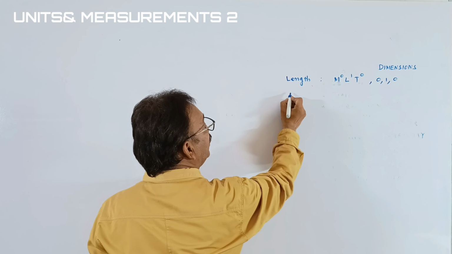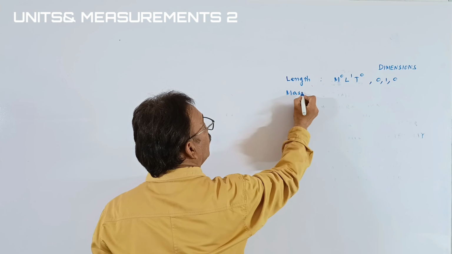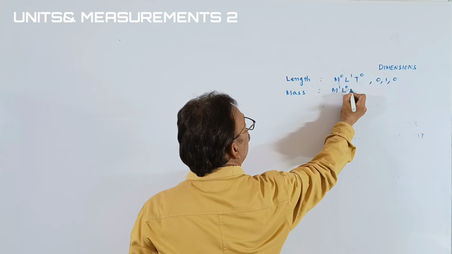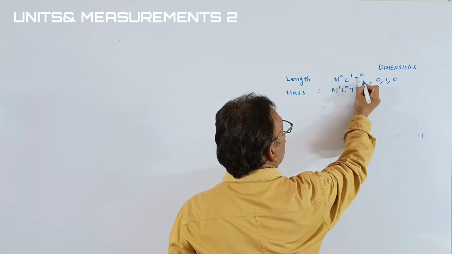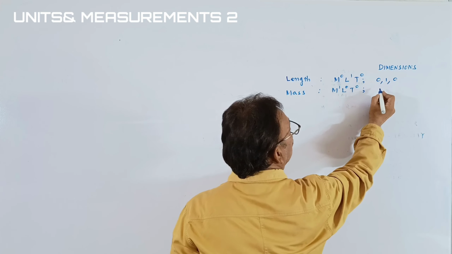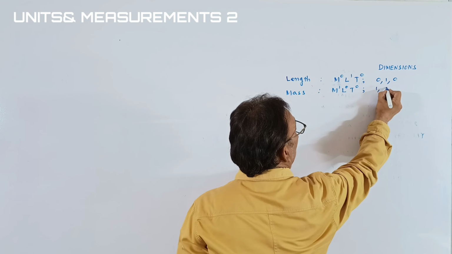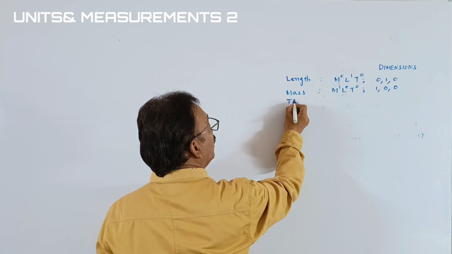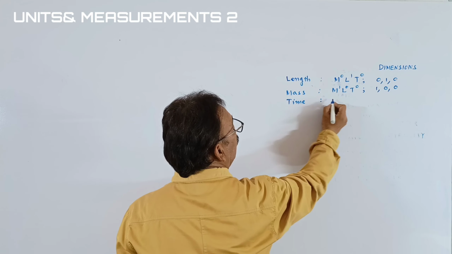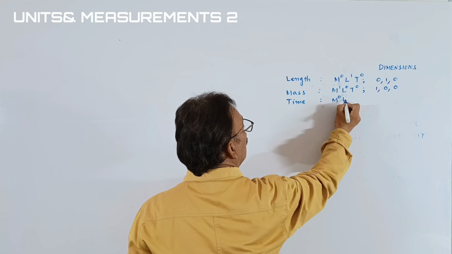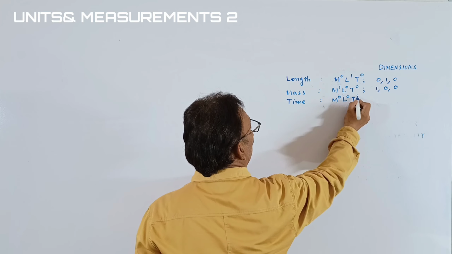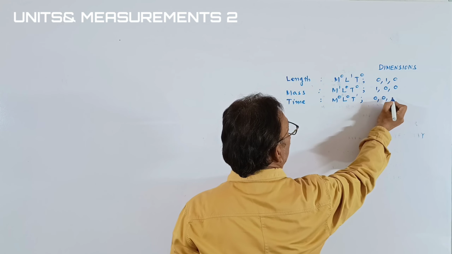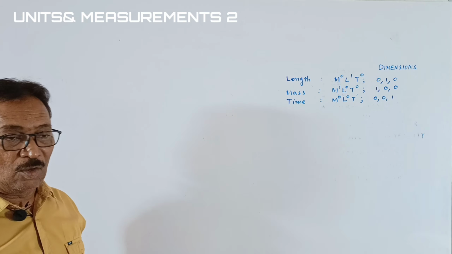Okay, students, then we take the mass. Mass, you know that. M power 1, L0, T0. What are the dimensions here? 1, comma 0, and 0. Then we take the time. Time can be written as what? M0, L0, and T1. And the dimensions are 0, comma 0, comma 1. I think you are understanding now, students.